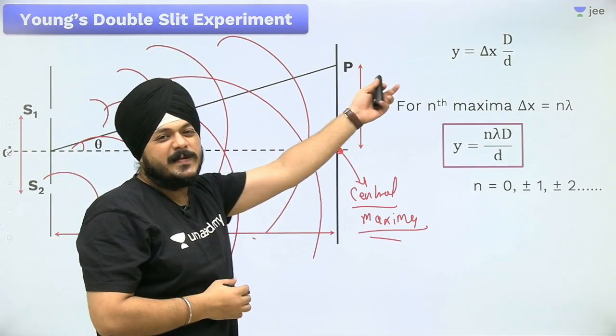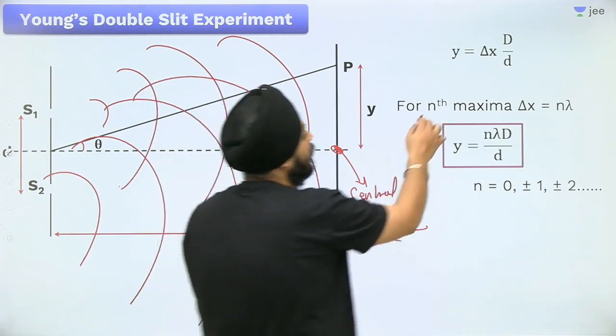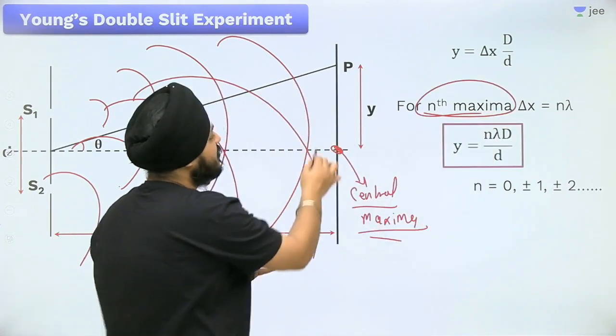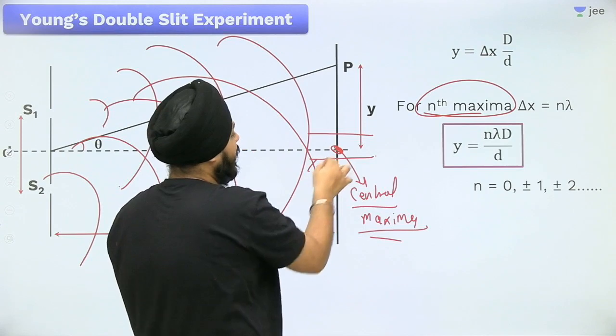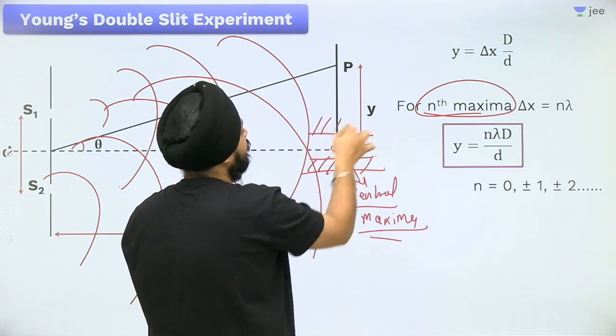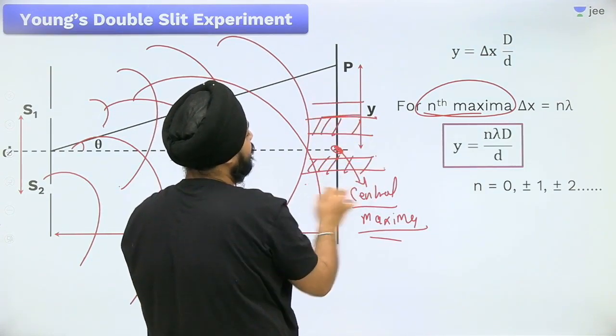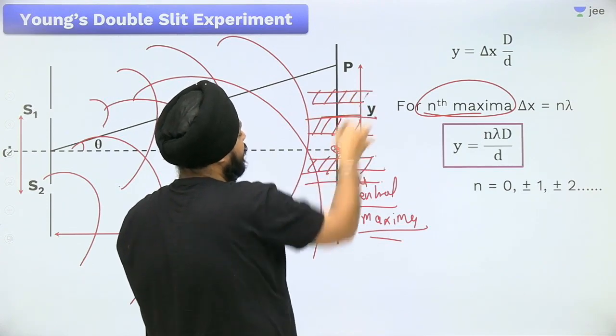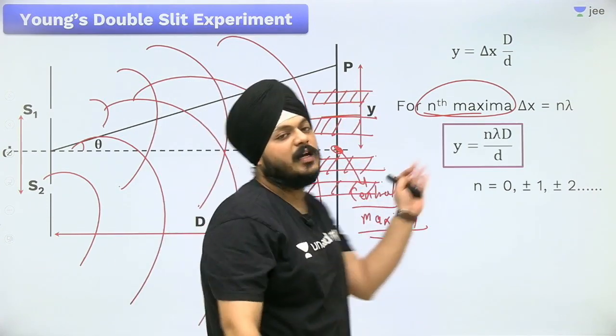Okay, guys. So for this, we have the direct equation for the nth maxima. See, first the central bright fringe is there, then we have the first dark fringe, again a bright fringe, again a dark fringe. This kind of situation is formed.